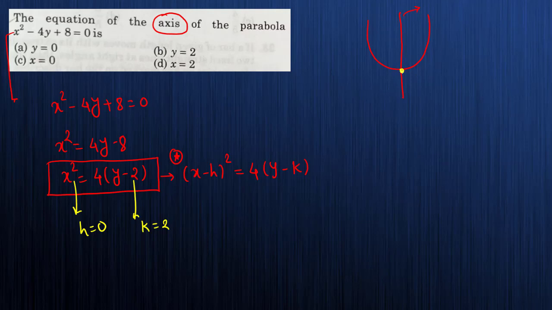So what are the coordinates of its vertex? It is 0,2 is the coordinate of the vertex, and they are asking for the equation of the axis. This is the axis, this is the axis, and what will be the equation of this? It is passing through this 0, and this axis is perpendicular to the x axis. It means its equation will be in terms of x.